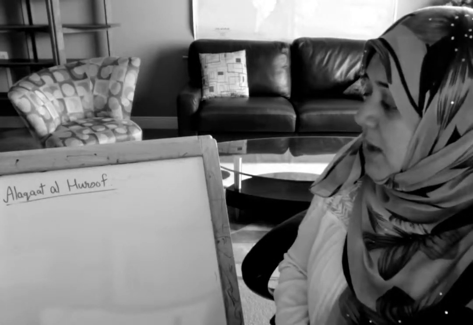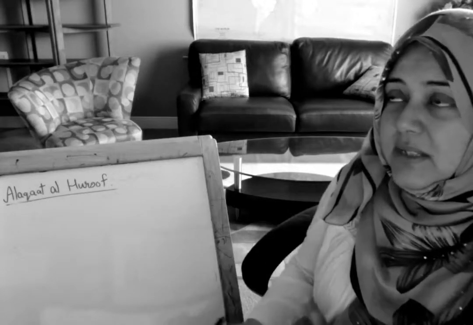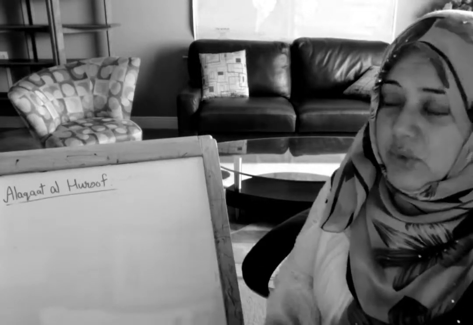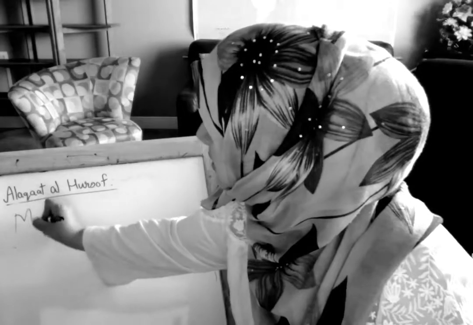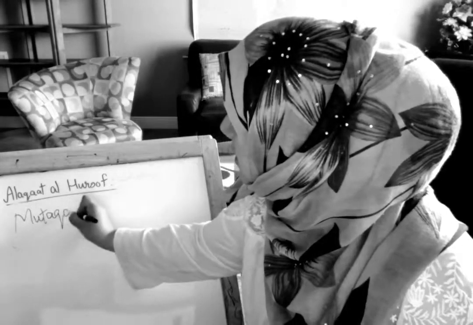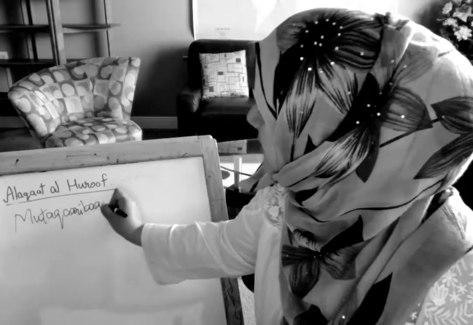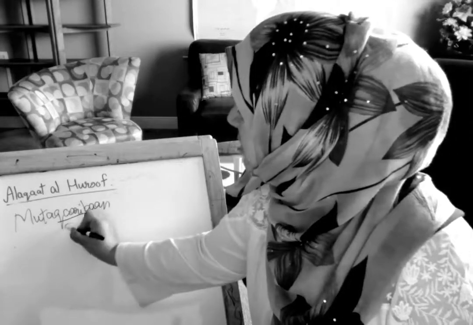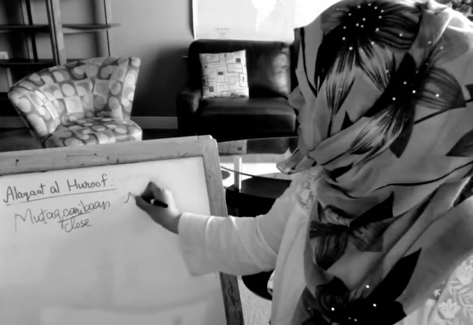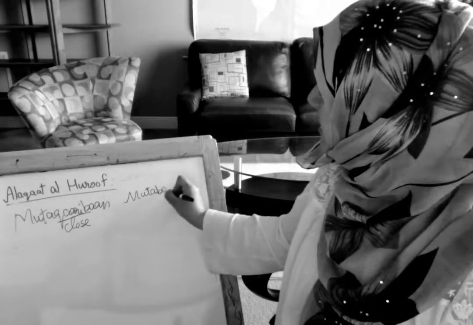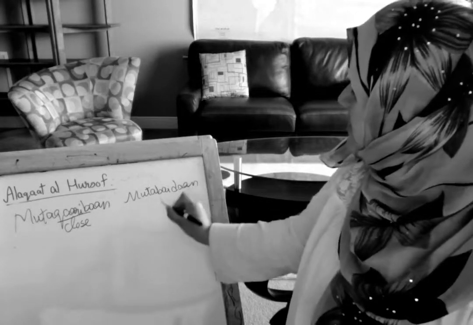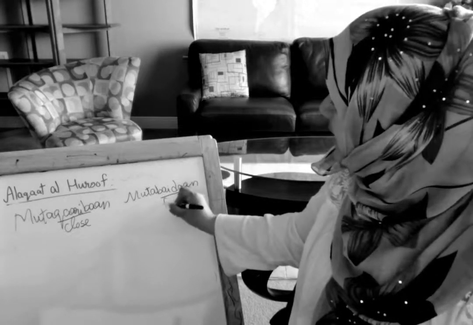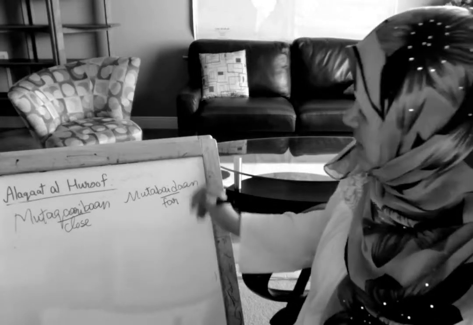Now, what can best explain mutaqariban and mutaba'idan, which are the next two that we're going to learn? I'll write them here. Mutaqariban comes from the word qarib, which means close. Okay? That means close. And mutaba'idan comes from the word ba'id, which means far. Okay? Really simple, actually. Honestly, really simple.